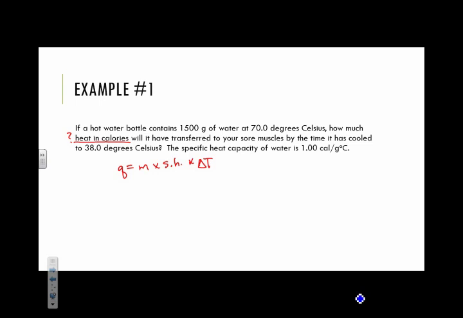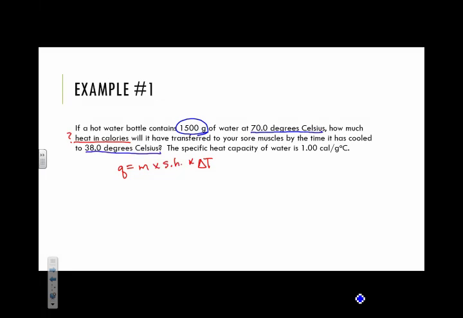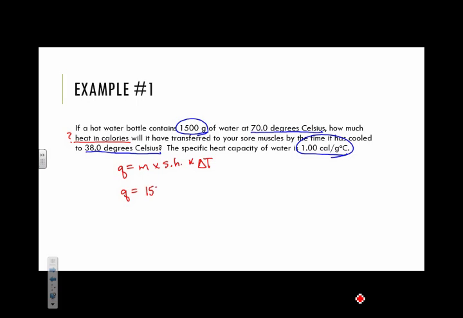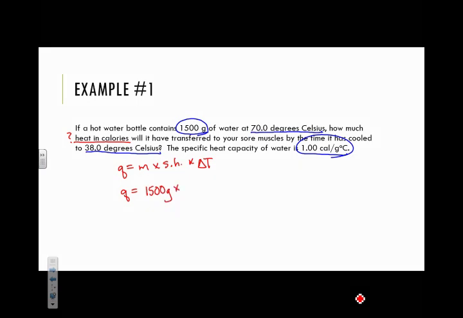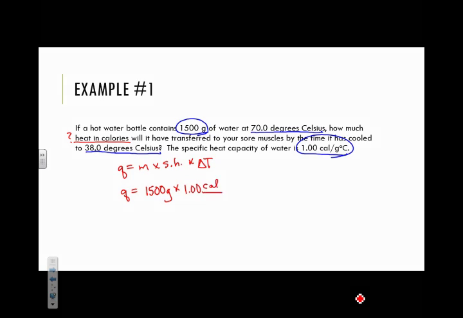It gives me the mass of water, it gives me my initial temperature, and it gives me my final temperature down here. And then it also gives me the specific heat capacity of water. So it looks like I've got enough information to plug things in for the variables here. So Q is what we want to know. We know the mass, it's 1,500 grams. I know the specific heat capacity, it's 1.00 calories per gram degrees Celsius.